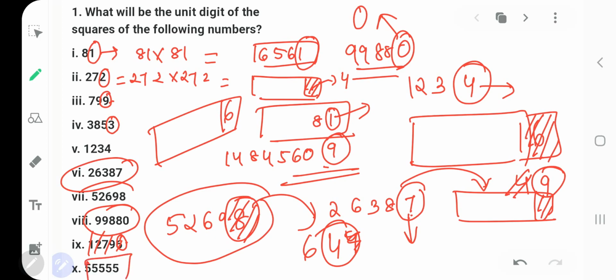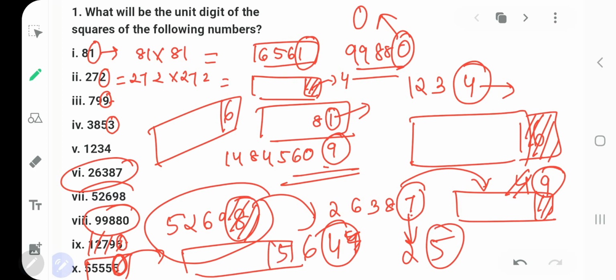Then you have 55555. So the last digit of the given number is 5. And when you take the square of this number, 5 squared is 25. So the unit digit is 5. So the unit digit of the square of this number will also be 5. So always remember, however big the number given, look at its unit digit, square it, and the unit digit of that square will be the unit digit of your final square number. Getting my point clear?